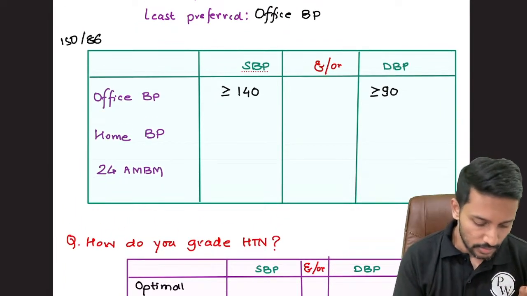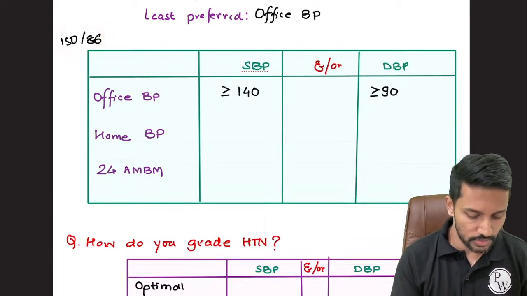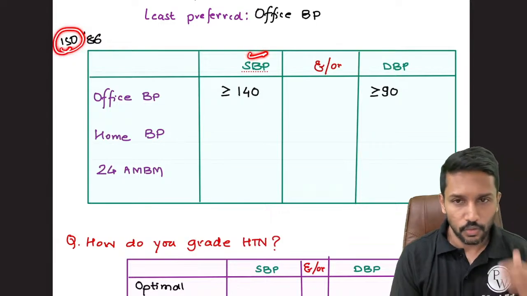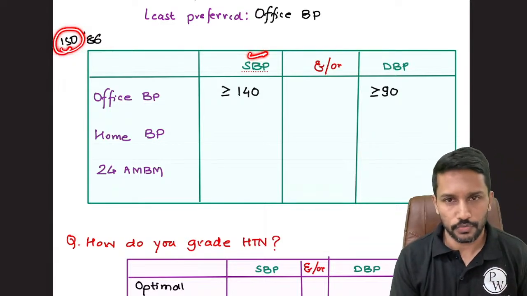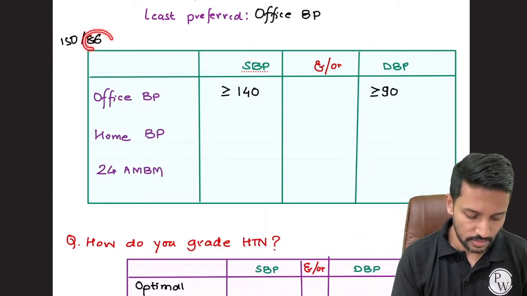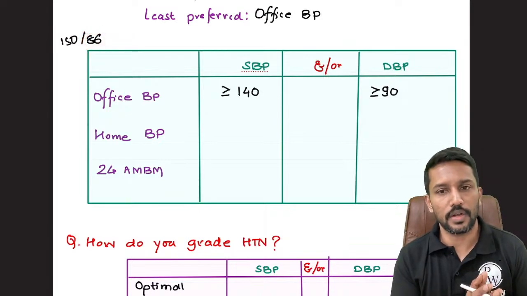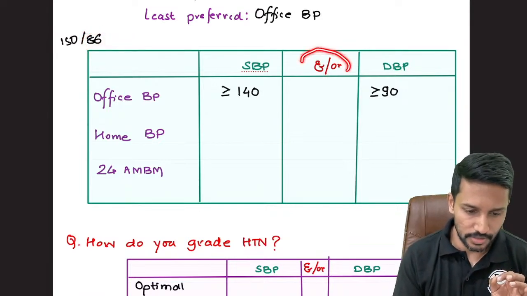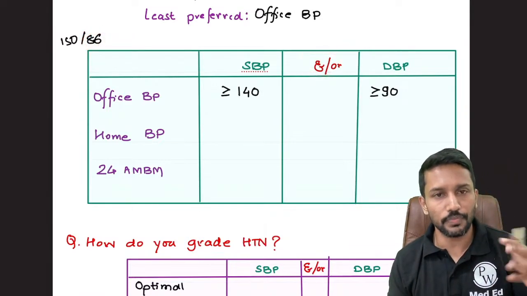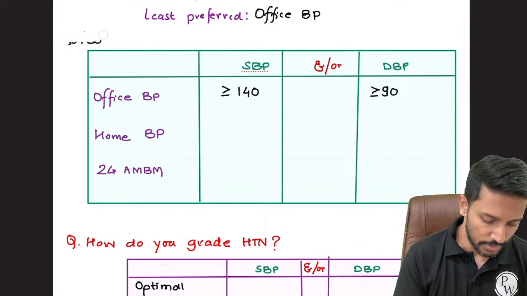150/86 will also be counted as hypertension because the systolic BP cutoff is 140 and it is definitely above the cutoff. Though diastolic is below the cutoff, we will still be counting it as hypertension. That is why I am writing here "and/or". Any one above the cutoff will be considered as hypertension.